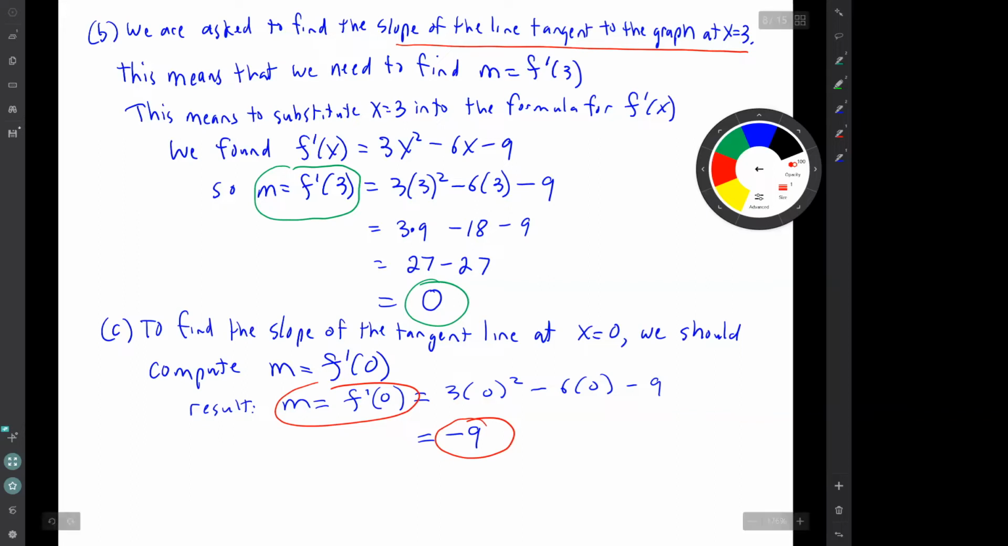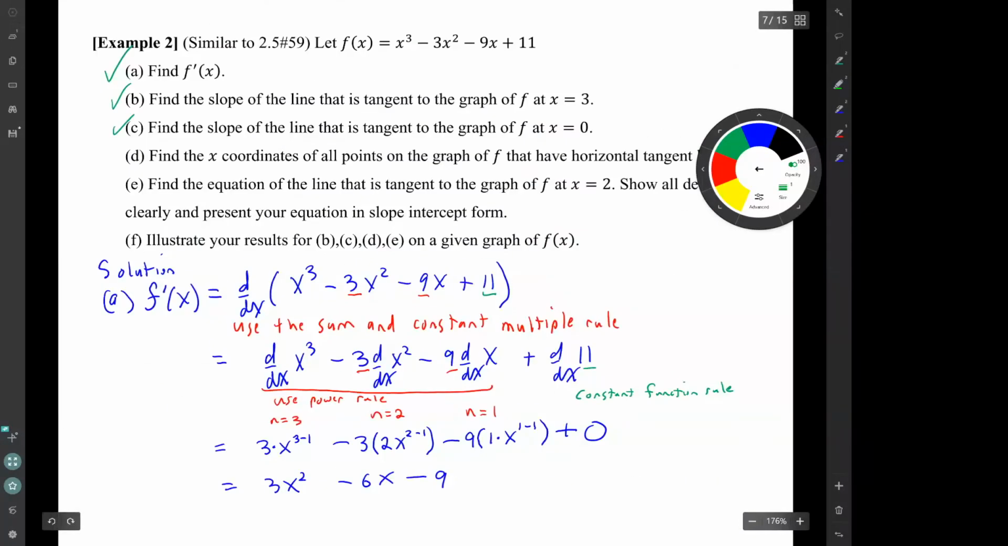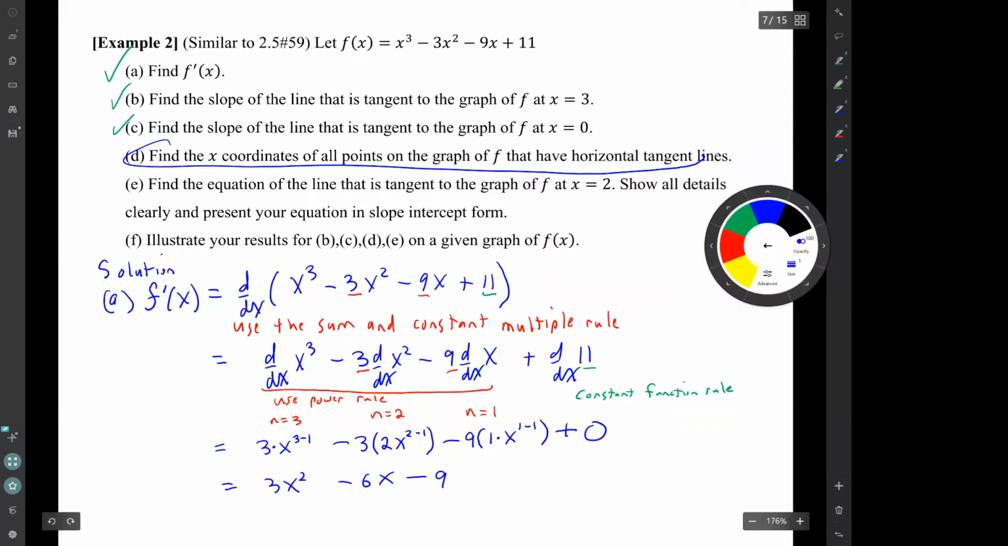Notice those two results are kind of interesting. The first result tells us that at x equals 3, the slope is 0. The second result tells us that at x equals 0, the slope is negative 9. Let's go on to part D. Find the x-coordinates of all points on the graph that have horizontal tangent lines.